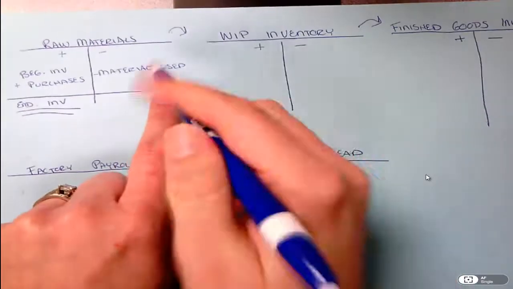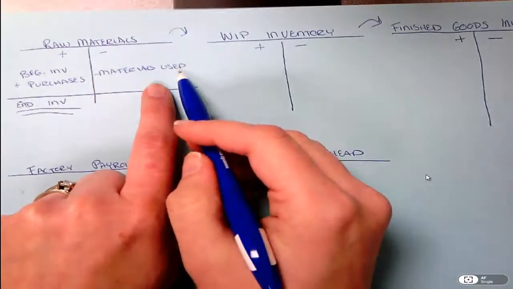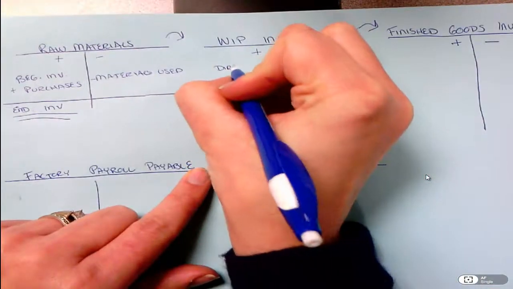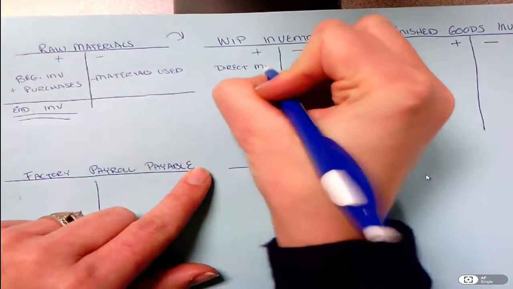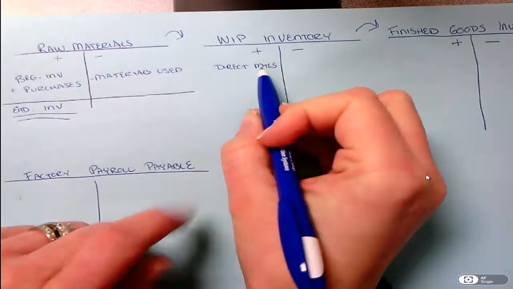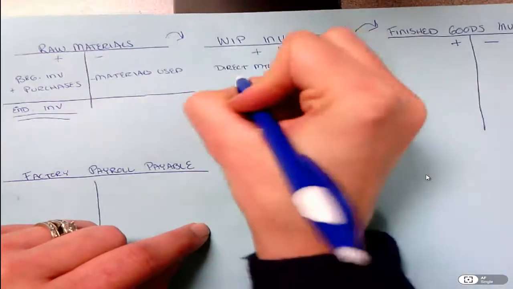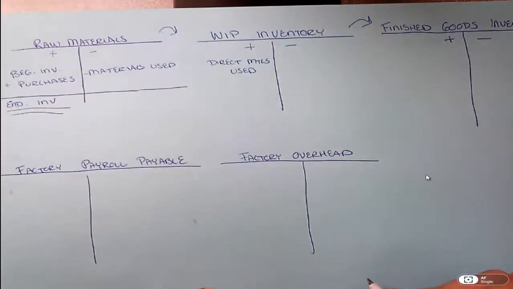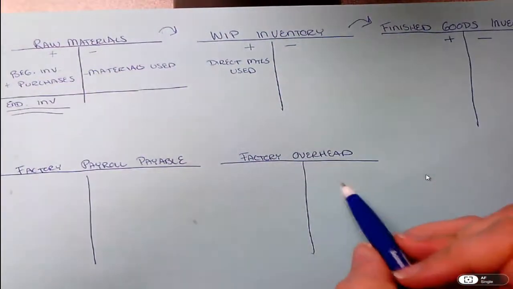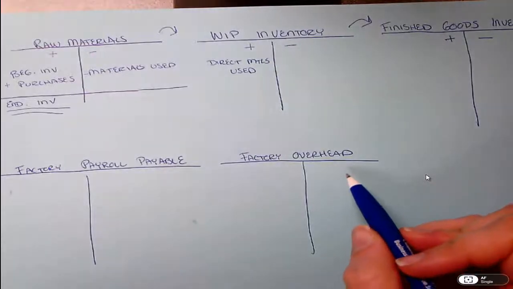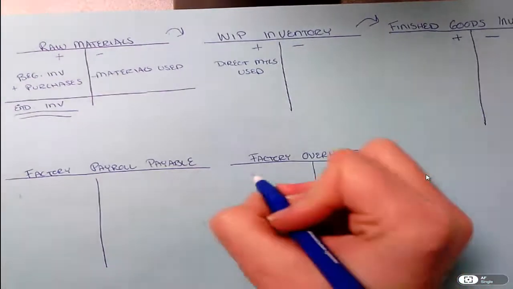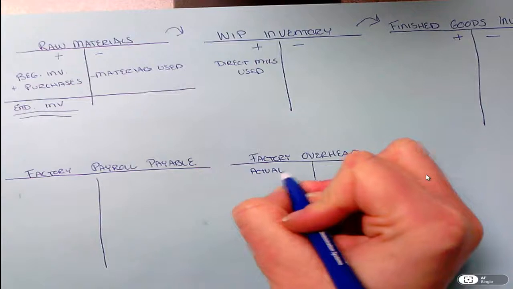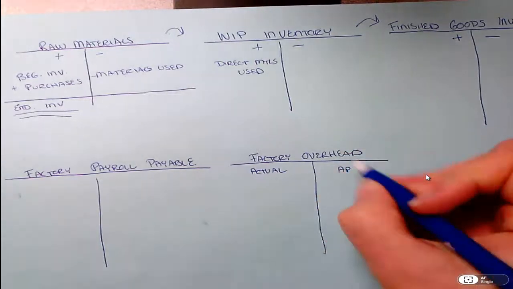Now those materials that were used, they're either going to go straight into work in process because they were direct materials, I'm going to abbreviate a little bit, MTLS, or they're going to go into our overhead account. Our overhead account has two different sides. There's an actual side and there's an applied side.